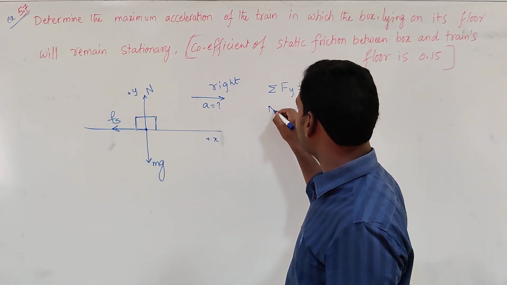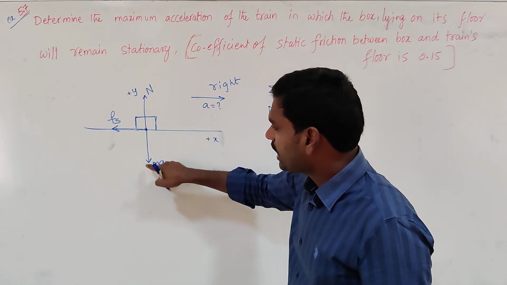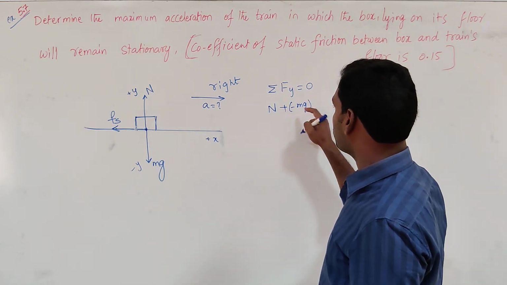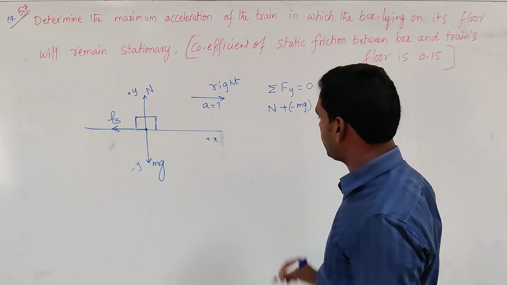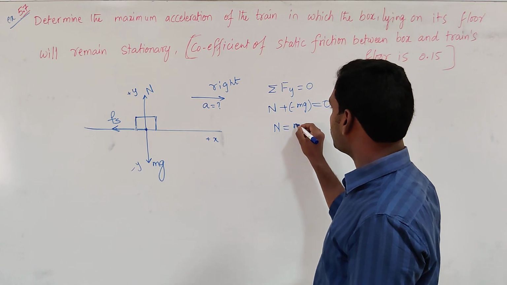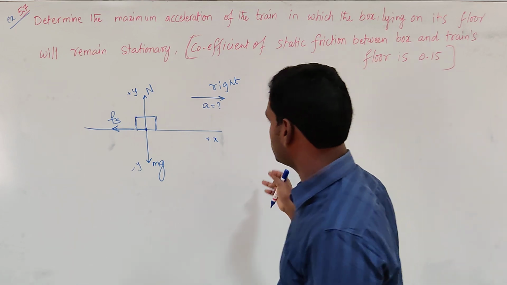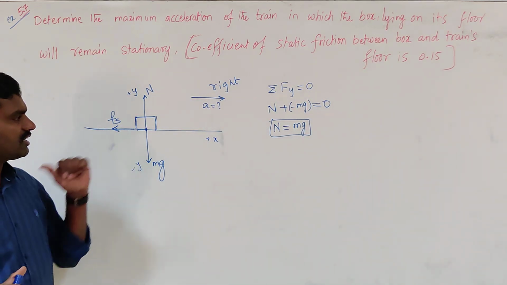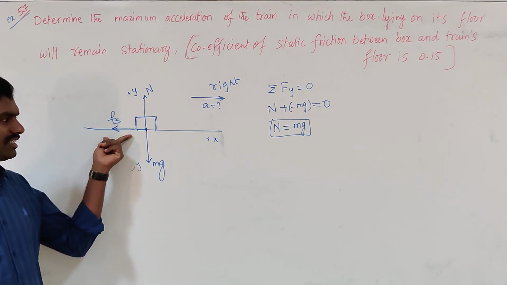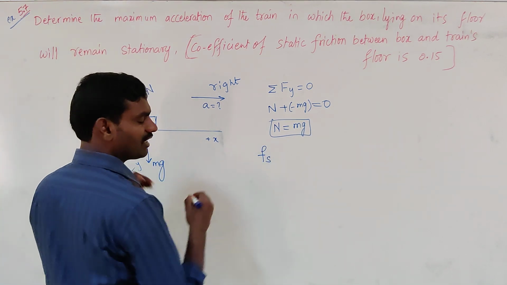What are the y components of forces here? N, and mg is acting along the minus y direction, so minus mg. Why am I keeping the minus? Because it is pointing in the downward direction. So N minus mg equal to 0. These two forces are acting along the y-axis, so we get N equal to mg. Now come to the x direction. What are the forces acting along the x-axis? Only one force is acting along the x-axis. What is that force? Fs.